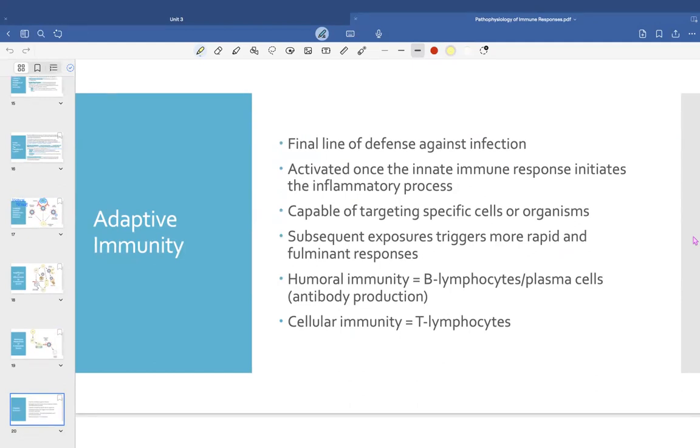This is where we're talking about B lymphocytes and T lymphocytes. Humoral immunity is our B cells, which become plasma cells in the tissues. Those are the ones that produce the antibody. Your T lymphocytes are your cellular immunity. You have T helper, T killer, T regulatory. You have multiple forms of your T lymphocytes. B cells are born in the bone marrow and mature in the bone marrow. T cells are born in the bone marrow and mature in the thymus.